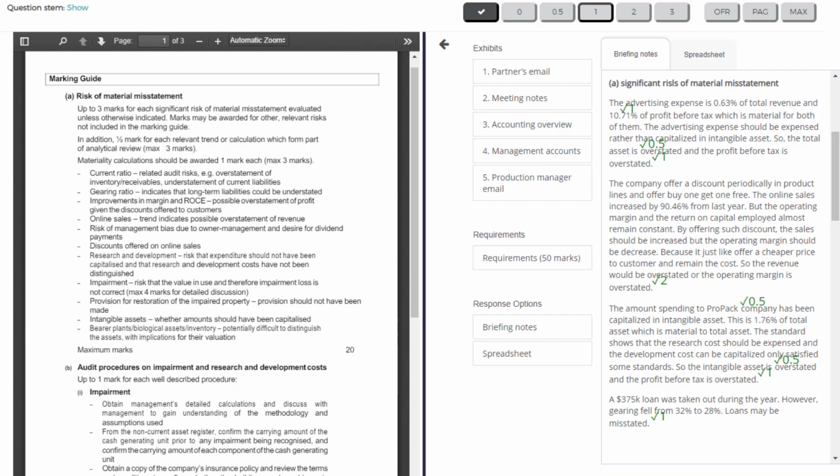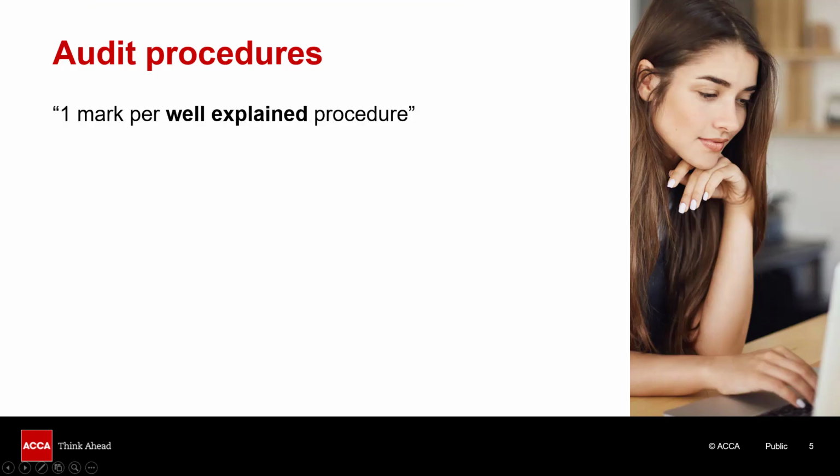However, for you, when you're marking your own script, it can be quite hard to judge whether your point has been well explained enough for it to get 1, 2, or the full 3 marks. But hopefully looking at this, you've seen some of the things that each of these points did that meant it didn't get the full 3 marks for any of them. Audit procedures now.